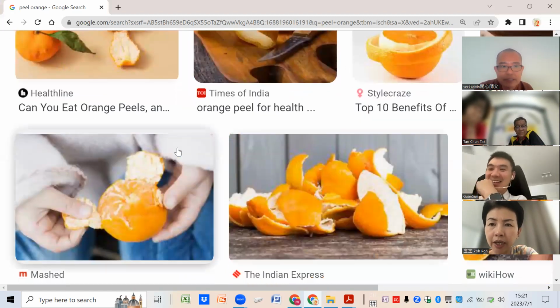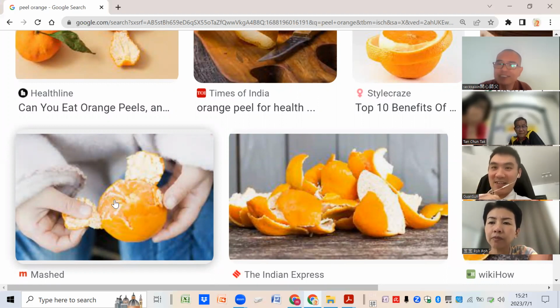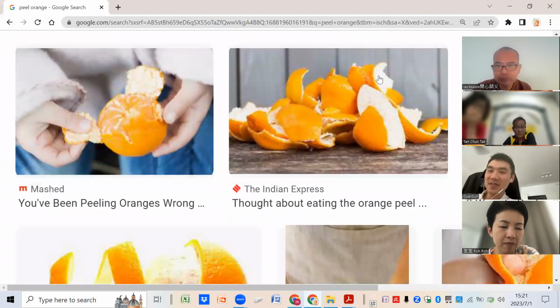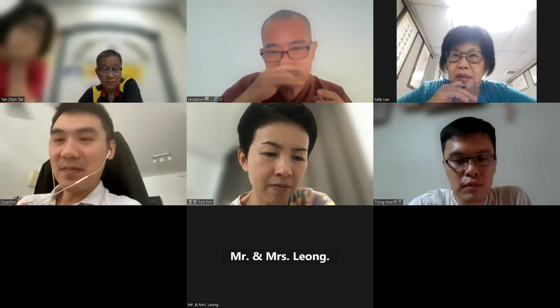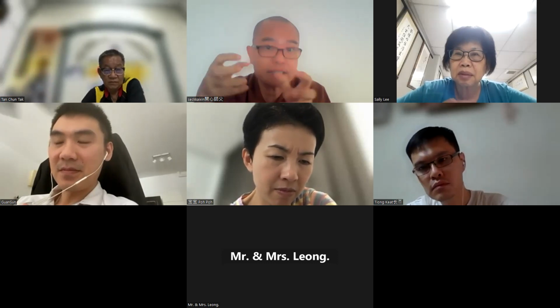Then after peeling the orange, we see this with the juice. We call it the flesh. Then we will see some juice, and inside there is also seed, right? So when we talk about an orange, it is the combination of all these different components together, and then we call it an orange.